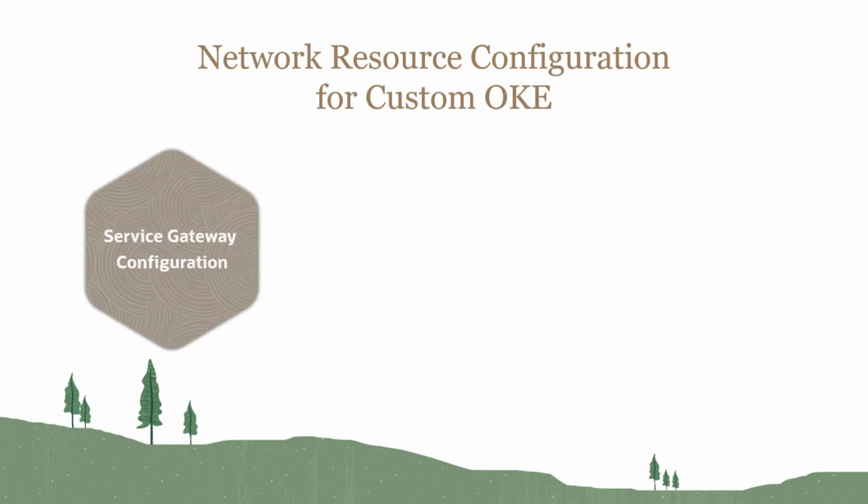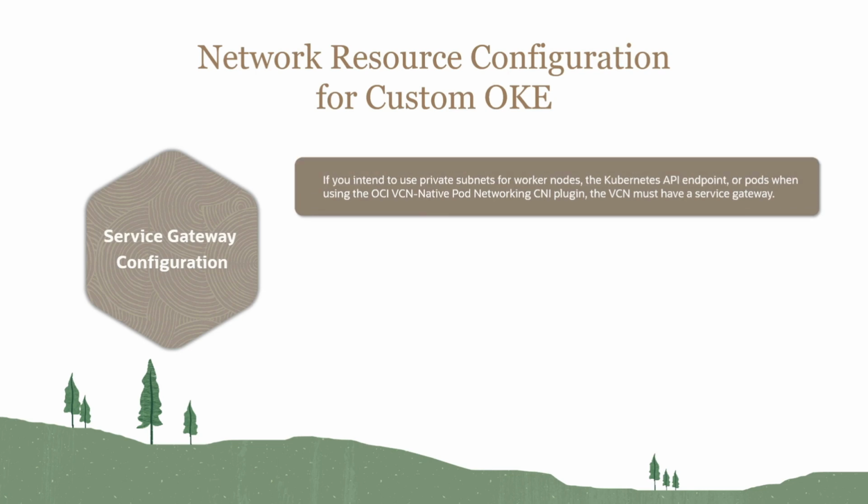Service gateway configuration plays a vital role in your custom OKE cluster setup, and here's what you need to know. If you're planning to use private subnets for worker nodes, the Kubernetes API endpoints, or pods, especially when employing the OCI VCN native pod networking CNI plugin, having a service gateway in your VCN is a must. I'm sure you must be wondering what's OCI VCN native pod networking CNI plugin. We will be discussing these pod networking plugins in the upcoming lessons.